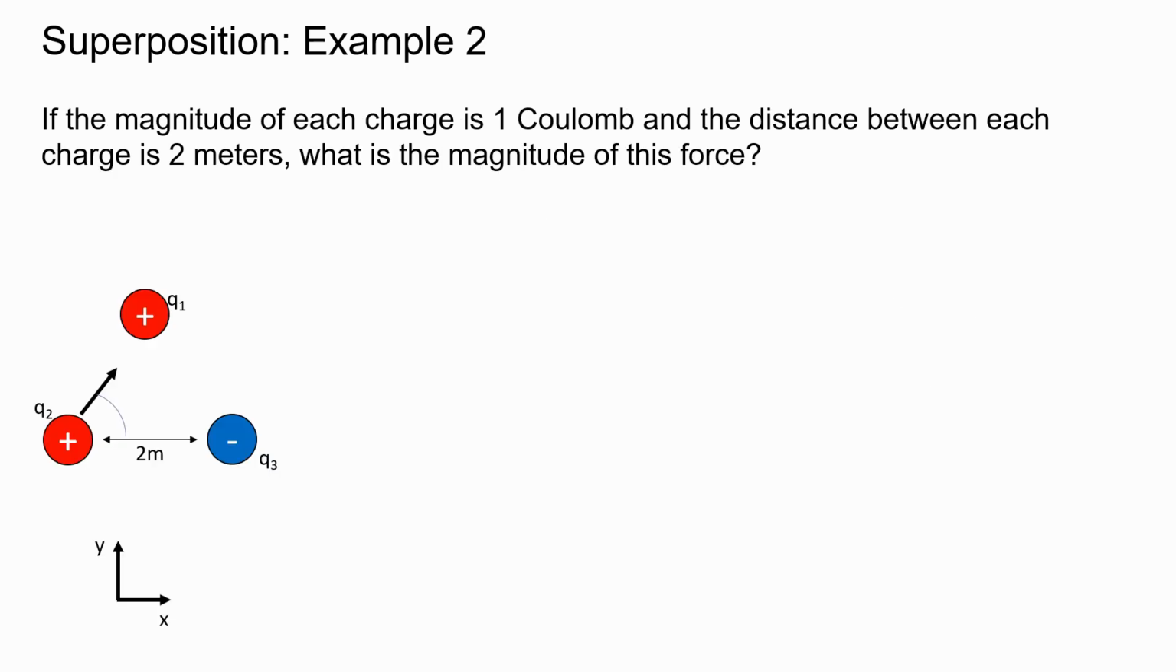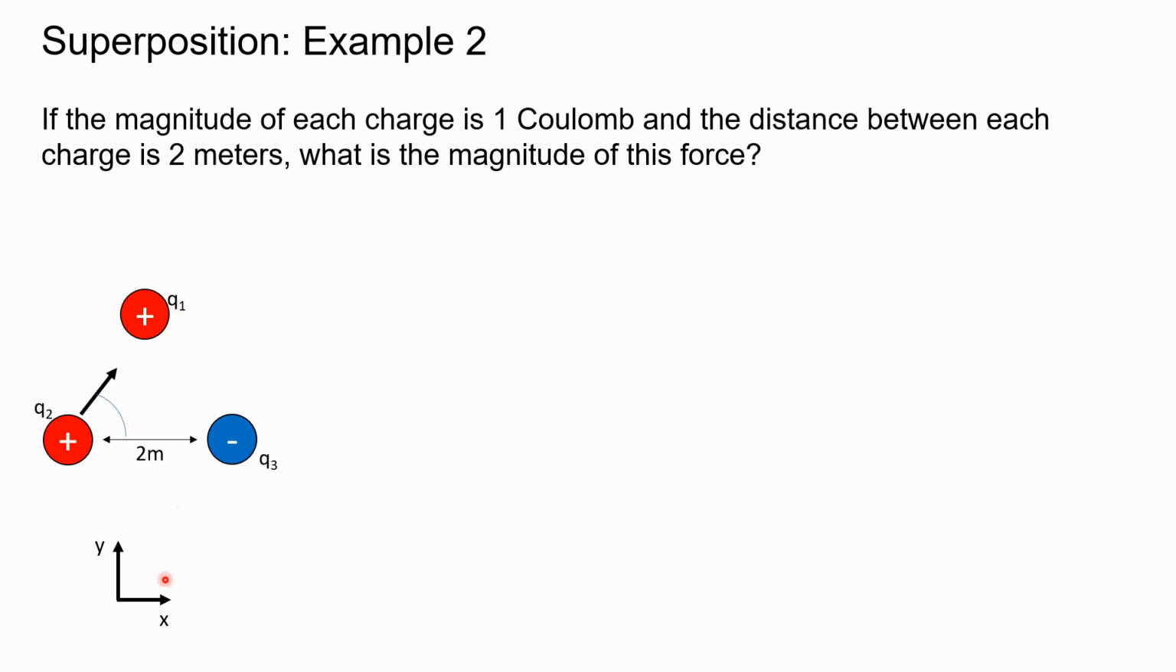We can continue with this example and make things a little bit more mathematical. We can say that each charge has a magnitude of 1 coulomb, so we have plus 1 coulomb and then minus 1 coulomb charge. We can say that these charges are still equidistant from each other, making an equilateral triangle, and that the distance is 2 meters. Then we can ask more specifically, what is the magnitude of this force on Q1?